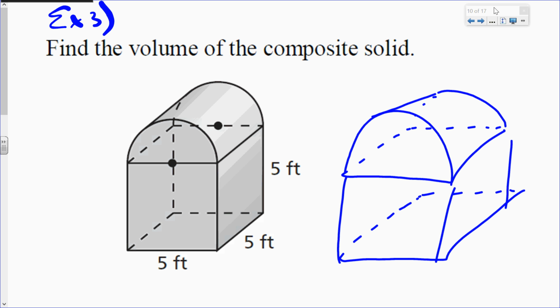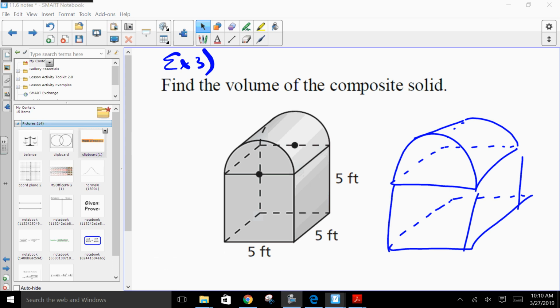I'll give you about a minute to draw that. Don't make fun of my drawing. Stop it. All right. Write the directions, though.